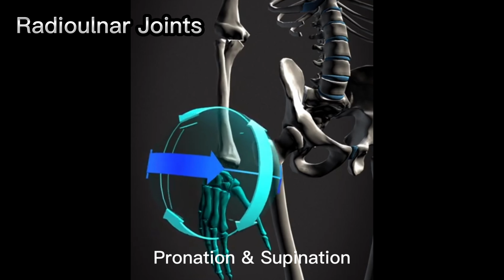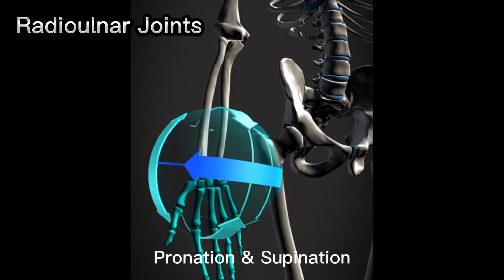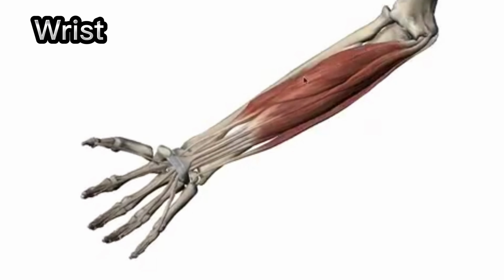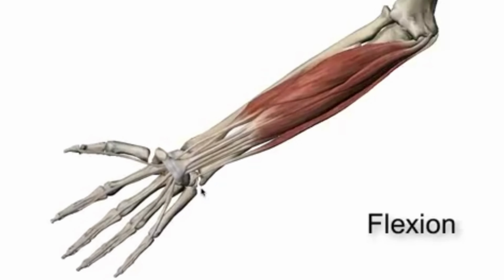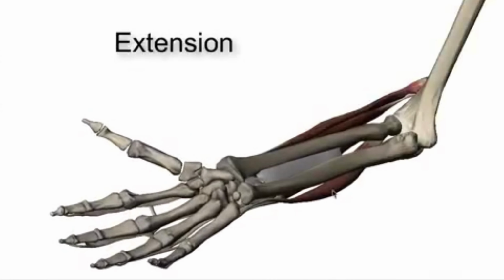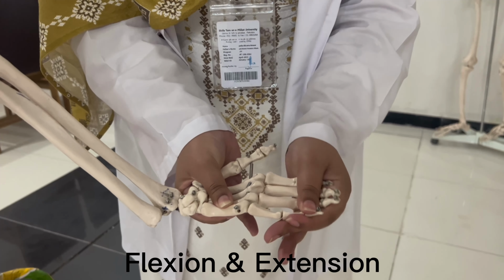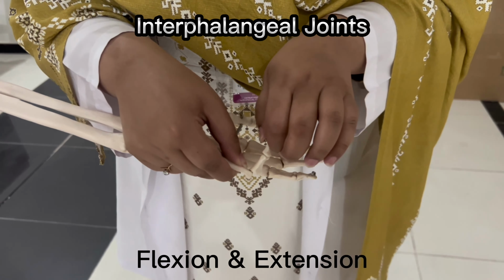The capsular pattern of the distal radio-ulnar joint is full range of motion with pain at extreme rotation, that is supination and pronation. The capsular pattern of the wrist is characterized by equal limitation of flexion and extension. The capsular pattern of the metacarpophalangeal joint is flexion and extension. The capsular pattern of the interphalangeal joint is flexion and extension.